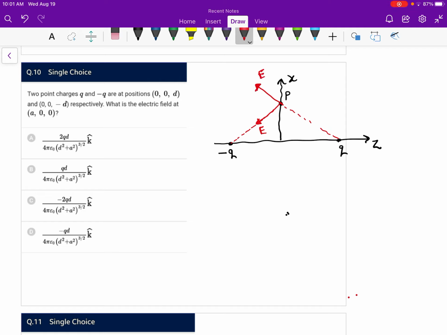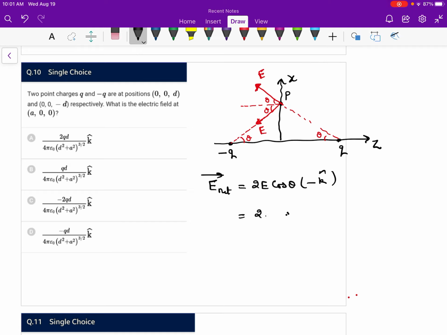Both have the same magnitude, and say this angle is theta, this angle is theta. So the cos components add and the sine components cancel. So E net is 2E cos theta, and the direction is minus k cap. There is only one option with minus k cap.